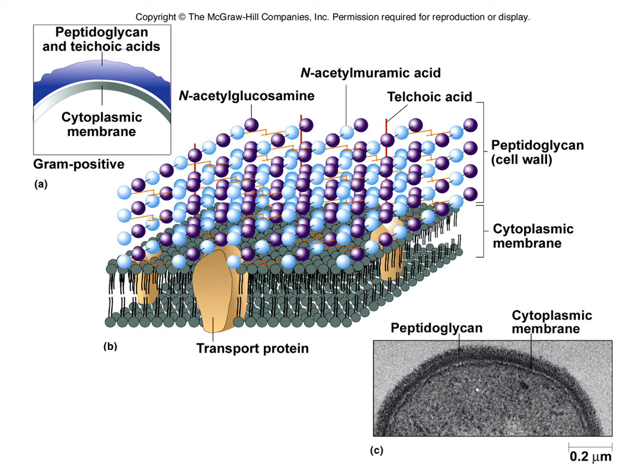Here is another image of gram-positive bacteria. And again, you can see those multiple layers of peptidoglycan. Many layers of NAG and NAM and links by polypeptides. And then you can see there are transport proteins, and you can also see those teichoic acids that are involved.